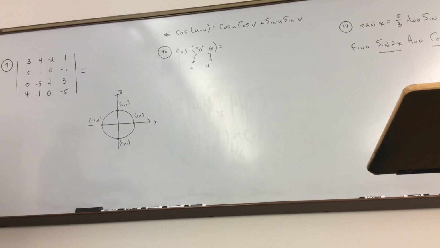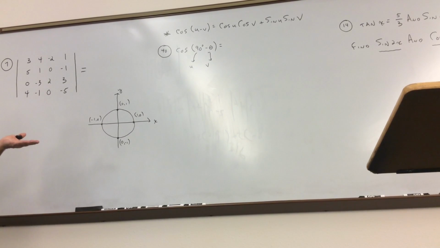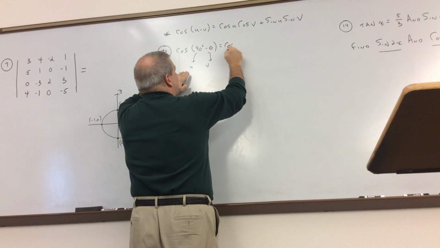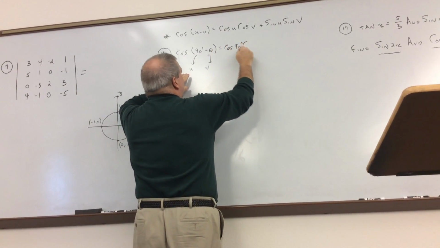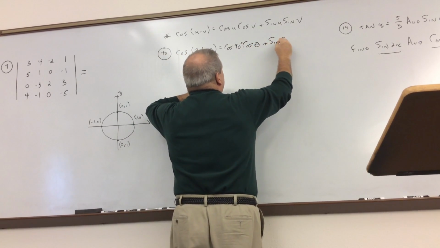Fellas, I covered this with you. It's already assigned. You should have it there. Now, if you didn't do it, that's your fault. Rob. Cosine of 90 degrees times cosine of theta plus sine of 90 degrees times sine of theta.